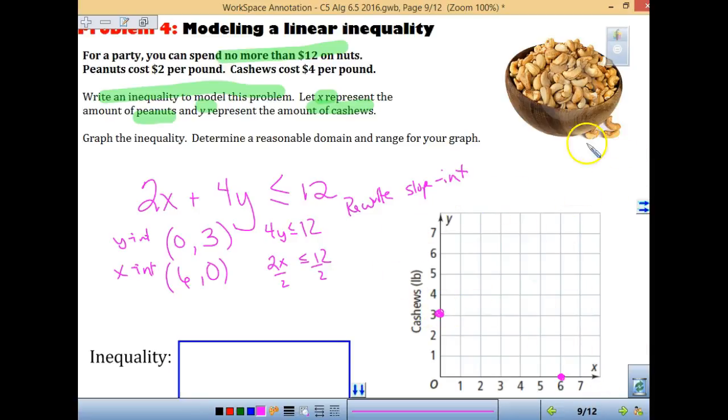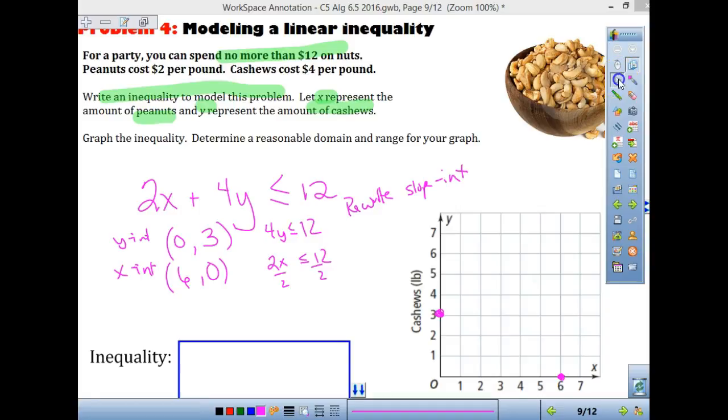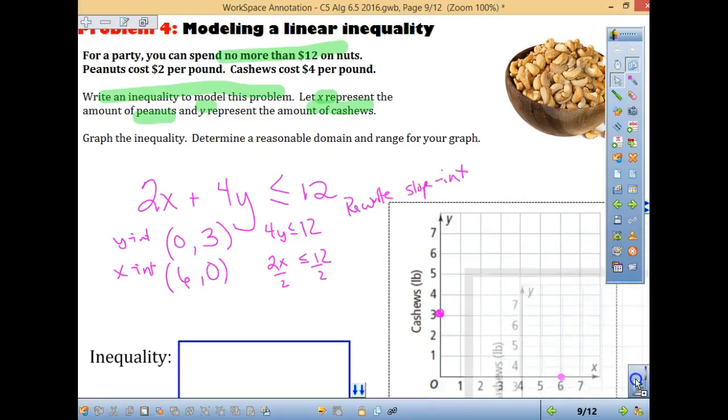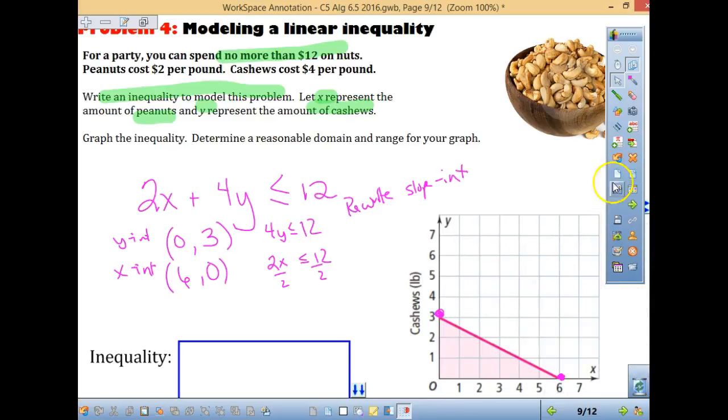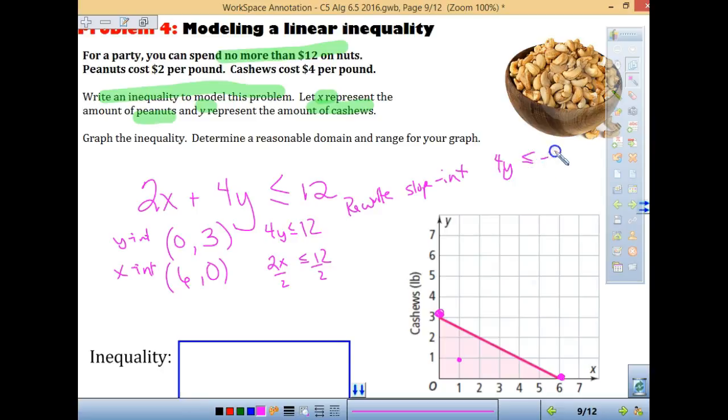We are then going to draw a line between those 2 points. And where do you think we should shade, above or below? Less should be below. And again, you could easily pick a point to do your check. If I was writing this in slope-intercept form, I would have 4y is less or equal to negative 2x plus 12. And when I divide by 4, I would have y is less or equal to negative 1/2 x plus 3. And isn't that what I have here?